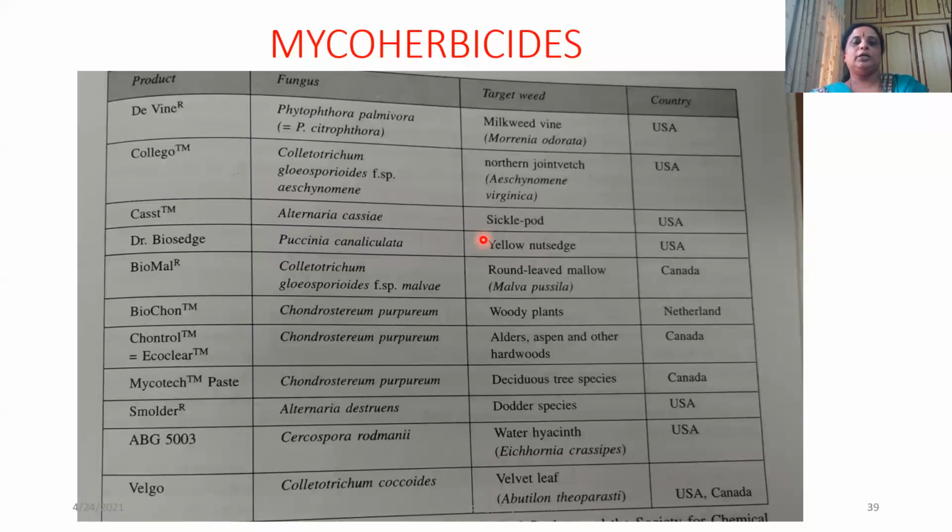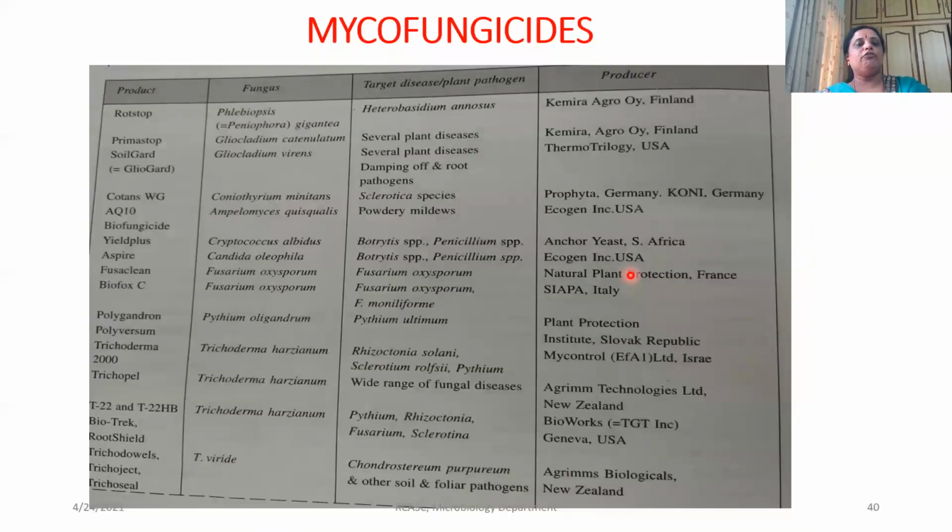Students, these are the areas which you can take up and work on extensively in this particular field. However, I have listed out some of the fungi which have been extensively used, the product, the target weed on which this particular fungi acts, and which countries are using these particular mycoherbicides and mycofungicides.